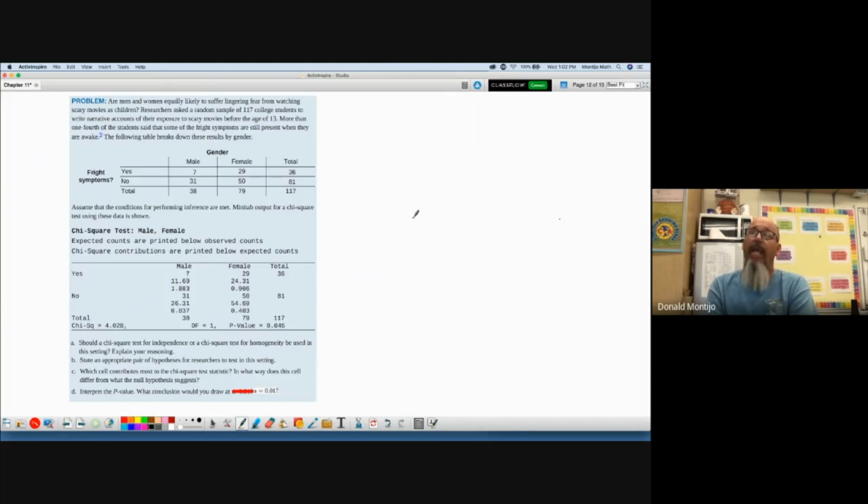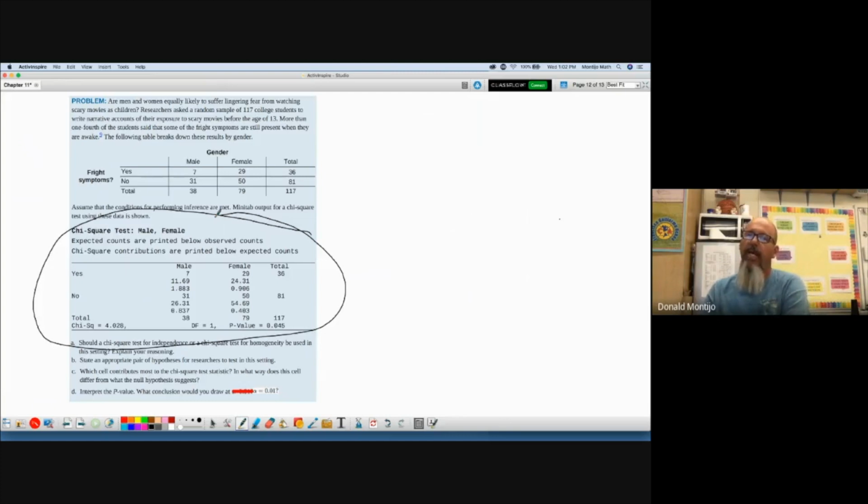Researchers asked a random sample, good, we know it's going to be random, of 117 college students to write narrative accounts of their exposure to scary movies before the age of 13. More than 1/4 of the students said that some of the fright symptoms are still present when they are awake. The following table breaks down these results for us. What I want to focus on for this example is this computer printout here.